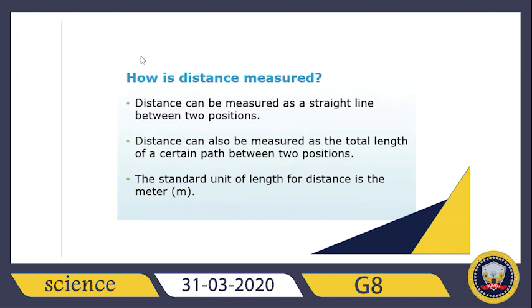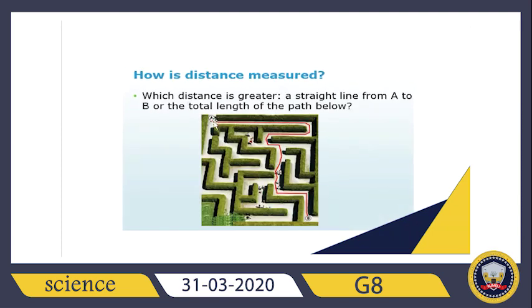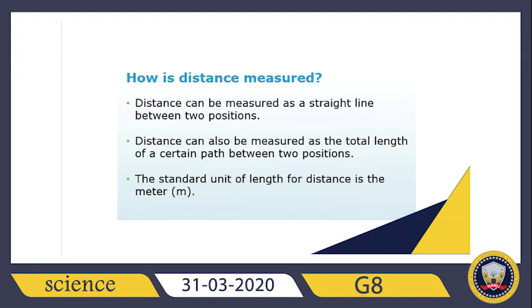So what about distance, guys? How is distance measured? Distance can be measured in 2 ways. First of all, it can be measured as a straight line between 2 positions. Suppose we have here position A and position B, and you are moving from position A to position B. Here we can measure the distance by a straight line that will go directly from A to B this way.